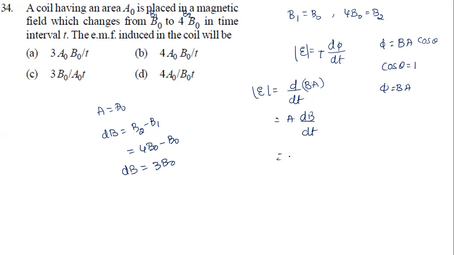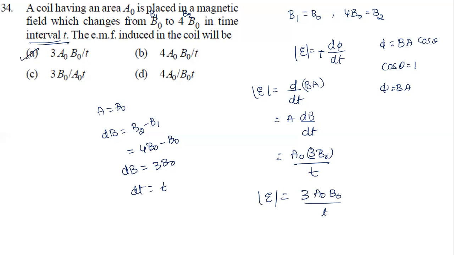Use this value. The area is A0, dB becomes 3 times B0. And how much time is given for the change? dt is equal to t, as given. So it will be divided by t. It becomes 3 times A0 B0 by t. That is the value of induced EMF. So look at which option is correct. The first option is the right answer: 3 A0 B0 divided by t.